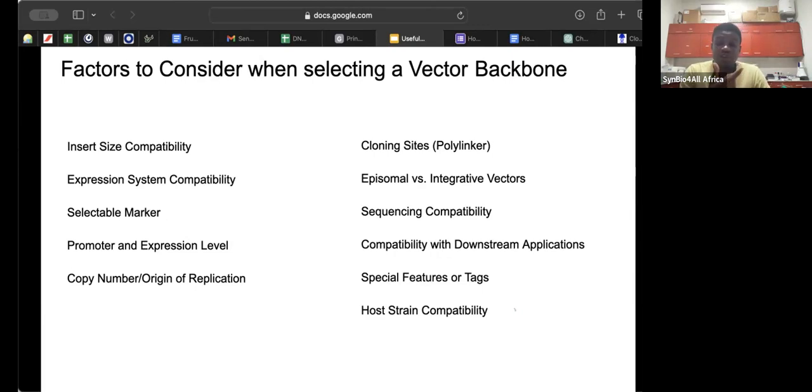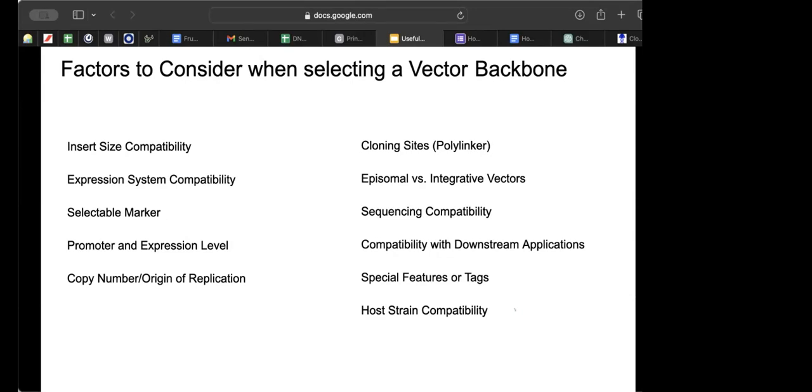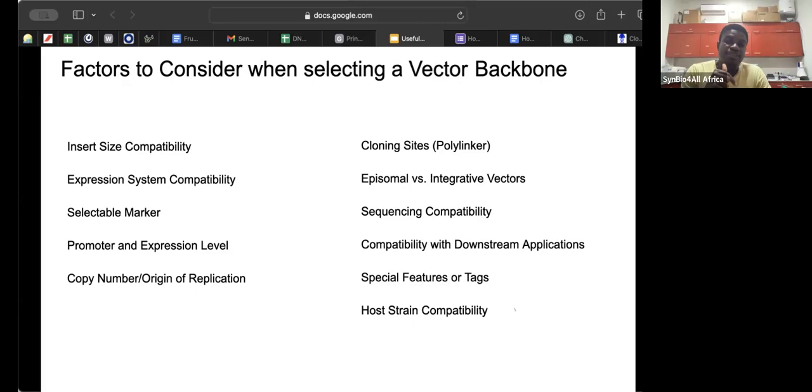So those are some of the things you have to look out for. And then you also have to look at whether it is episomal or an integrative vector, right? Is the vector backbone that you've chosen going to incorporate your system into the genome of the bacteria, or whatever host that you have, or is it going to stay as an independent piece of DNA inside the bacteria, right? So these are a lot of features that you have to use.